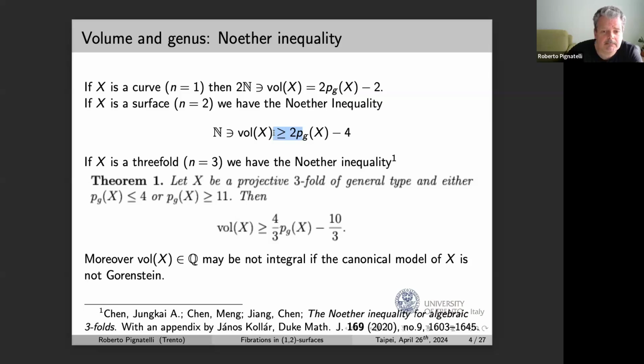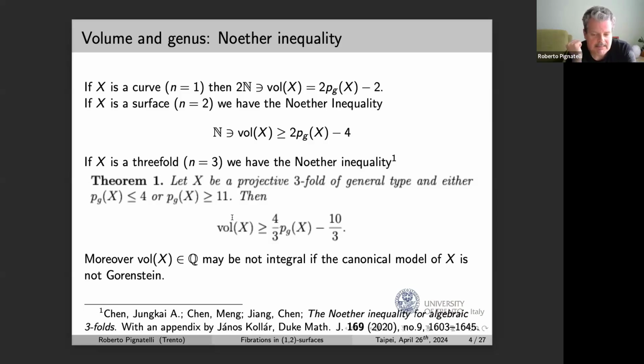So this talk is about the Noether inequality, and the Noether inequality for threefolds, which has nothing to do with Max Noether now, but is of course named by analogy with dimension 2. It is due to Yun Gai, who is in the room, Meng Chen and Zhang Chen. And I think the best version I know is this paper from 2020, which says that the volume is at least 4/3 pg minus 10/3, if you assume pg smaller than 4 and pg bigger than 11. And in particular for pg 7 to 10, to my knowledge, it is not known if this is still true or not. There are technical problems.